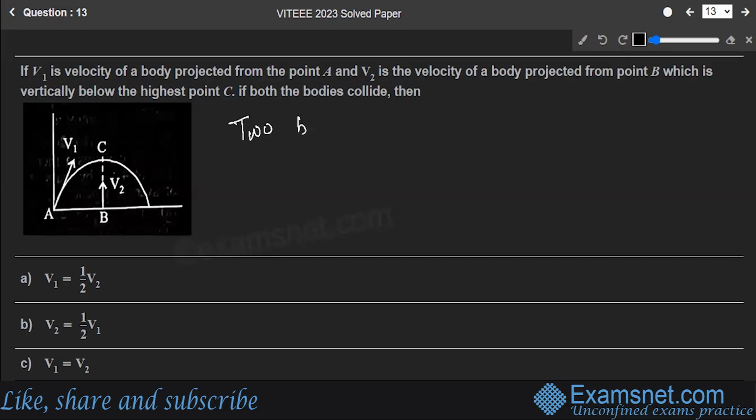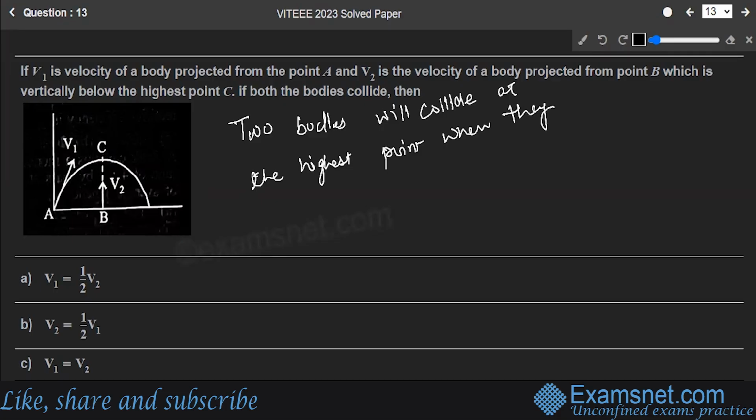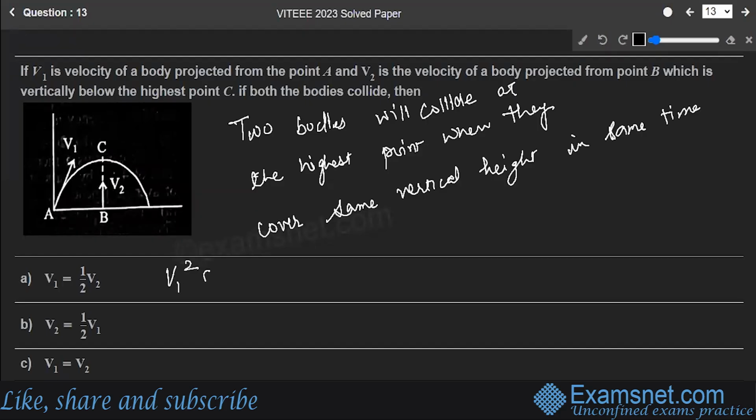Two bodies will collide at the highest point when they cover the same vertical height in the same time. Correct? V1 square into sine square. This is 30 degree.